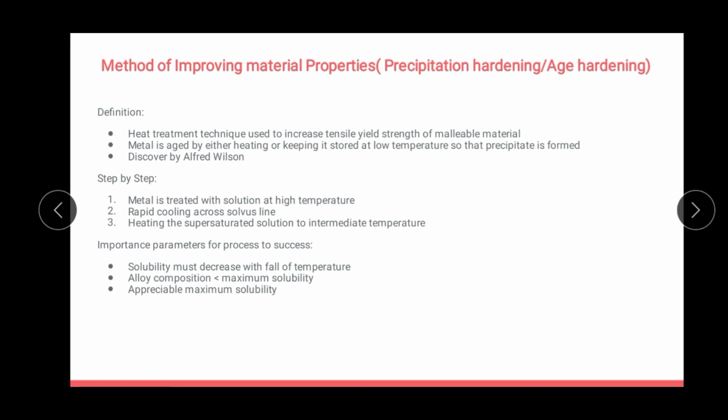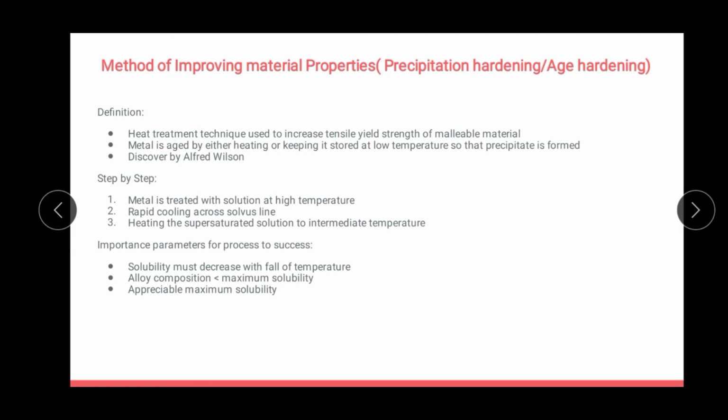In order to carry out this method, there are three important steps. Firstly, the metal is solution treated at high temperature. Next, the metal undergoes rapid cooling across the solvus line, and lastly, the material with the supersaturated solution is heated to an intermediate temperature.